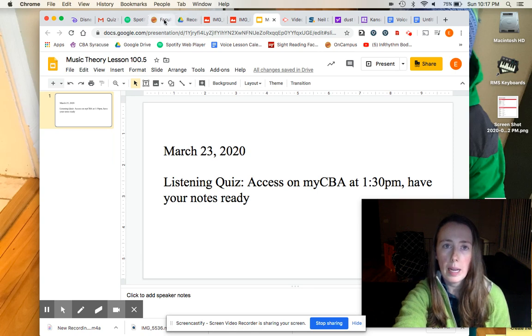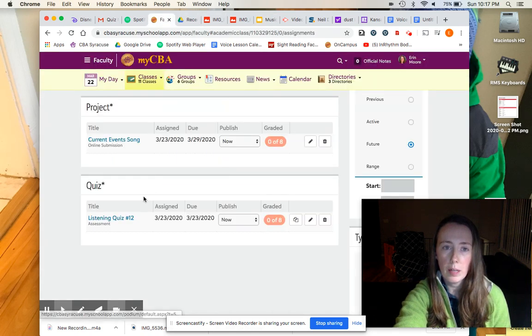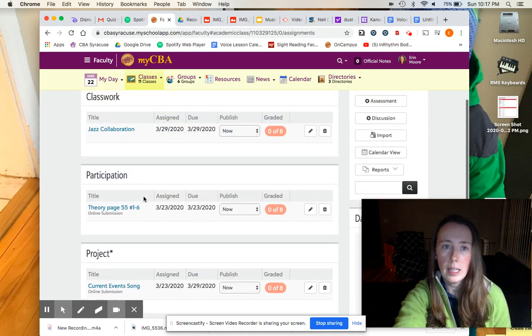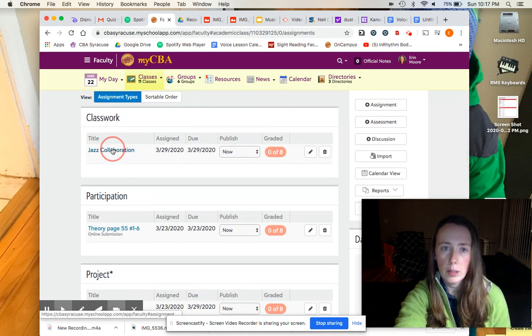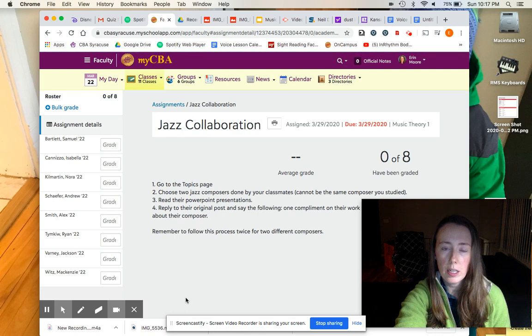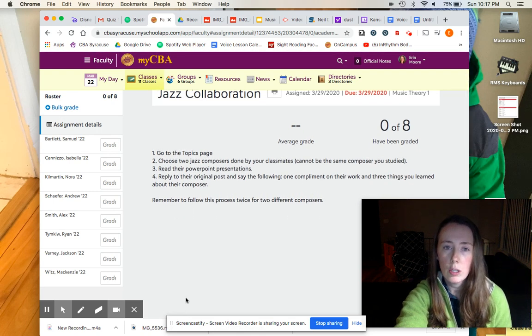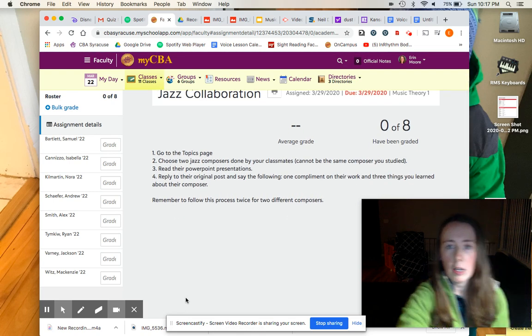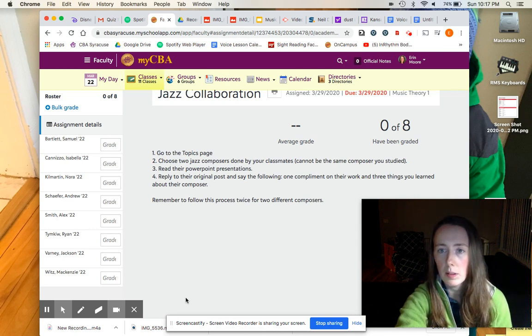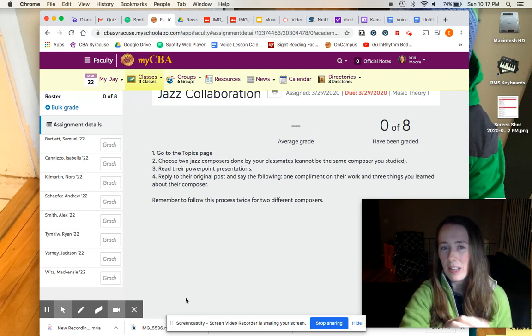So if we go back to this page, look at our projects for the week. So first one is the jazz collaboration, which is a follow-up on the project you did. You're going to go to your topics page. You're going to choose 2 jazz composers done by your classmates. Cannot be the same composer that you studied. Read their PowerPoint presentations, reply to their original post, and say the following: 1 compliment on their work, and 3 things you learned about their composer. So you're going to do that process 2 times for 2 different composers.